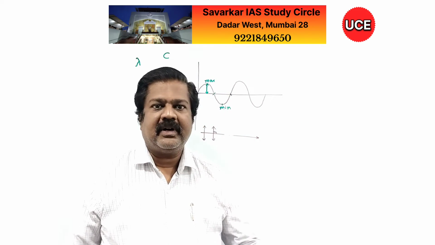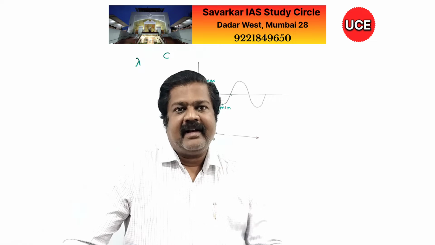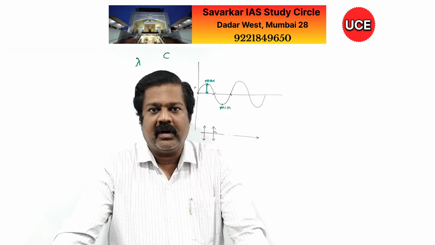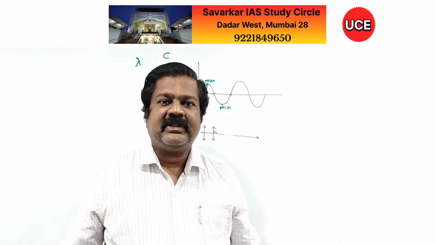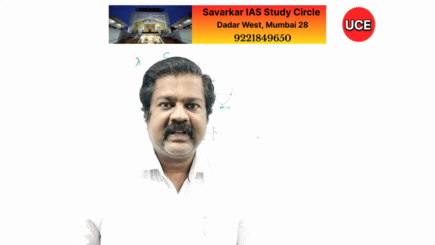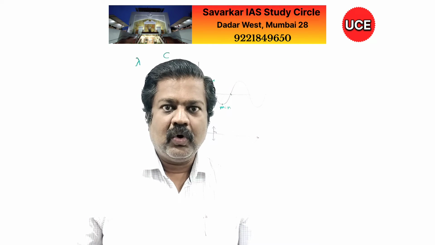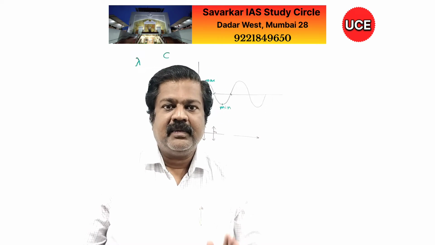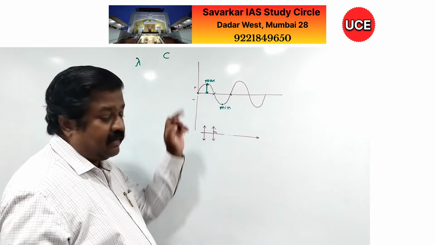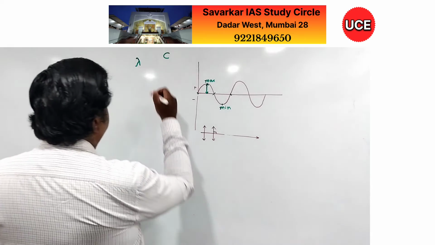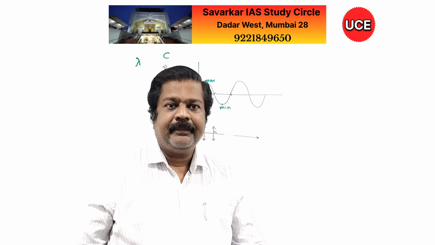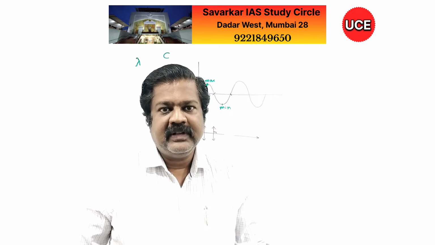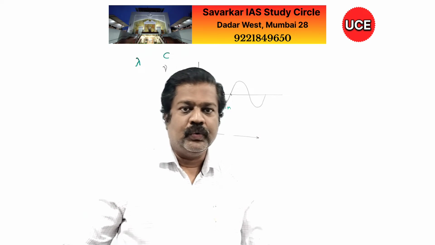How many cycles per second? 1 cycle per second is called hertz, because the person who worked on this has the name Hertz. So 1 hertz means 1 cycle per second. Frequency is denoted by the letter nu. So now we have frequency determined by the letter nu.